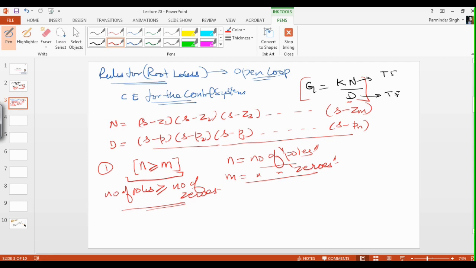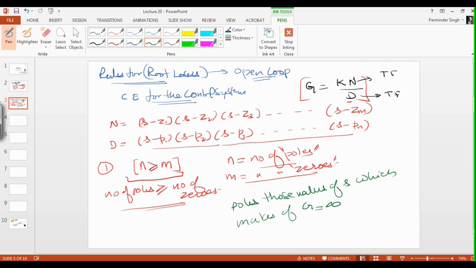Clear? Now what are poles and zeros? There is a simple, clear definition. Poles are those values of s which make our open loop transfer function, that is G, equal to infinity.